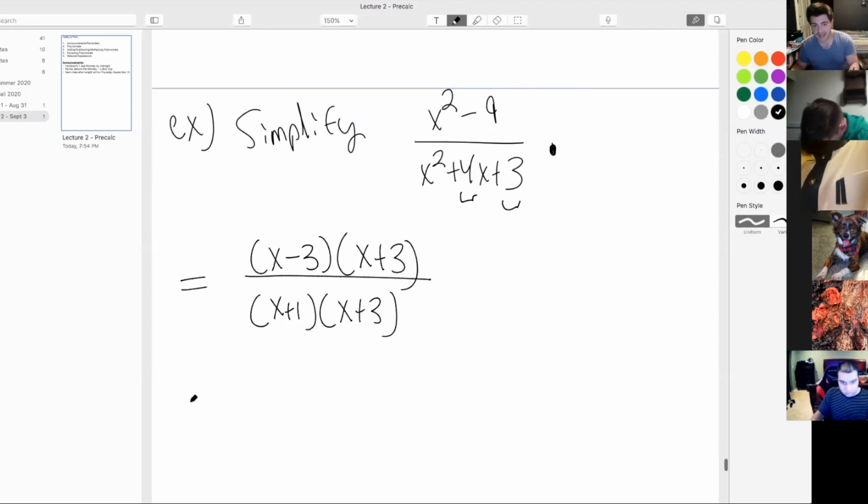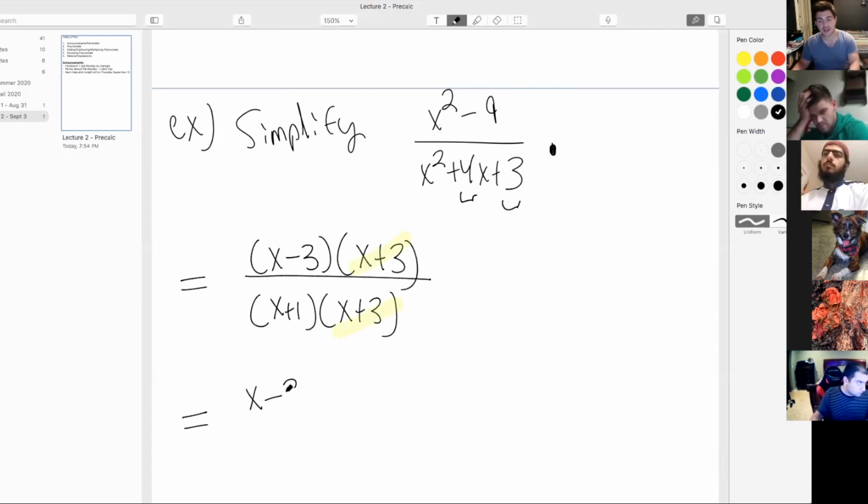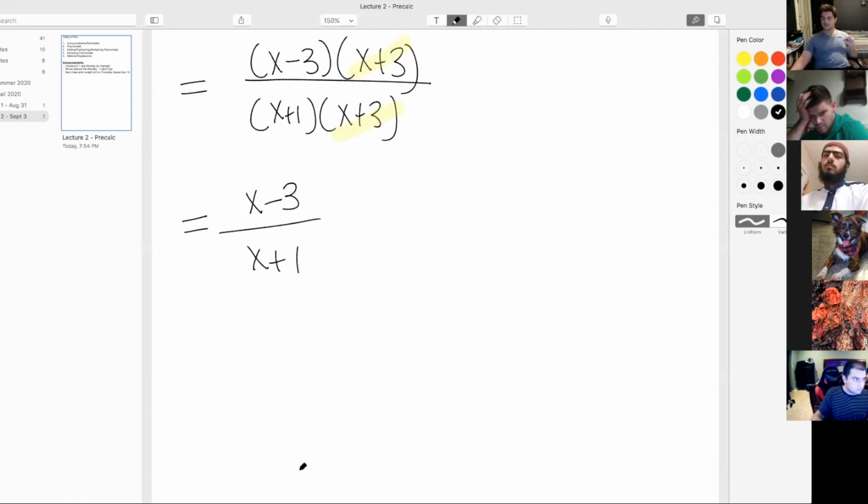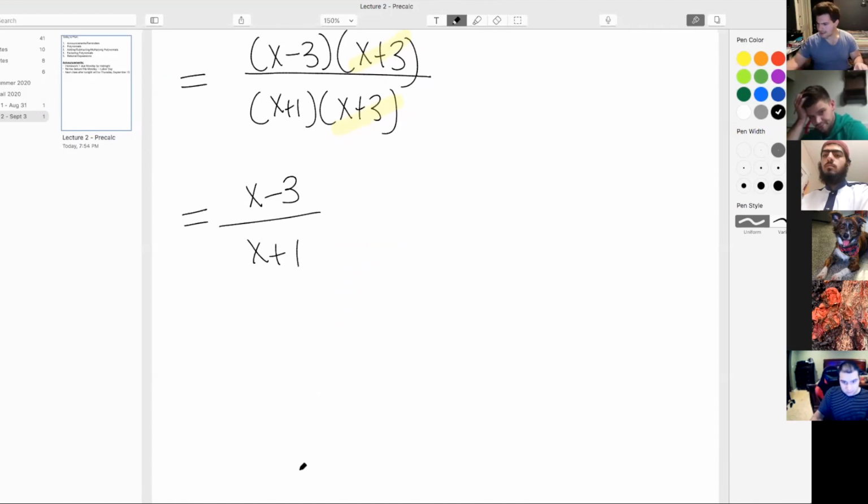So that's that, and the next step is to cancel any common factors. So the numerator and denominator both share a factor of x plus 3, so those can go away, and we're just left with x minus 3 divided by x plus 1. And that's it. I do have another example here, but I think I will skip it in the interest of time.